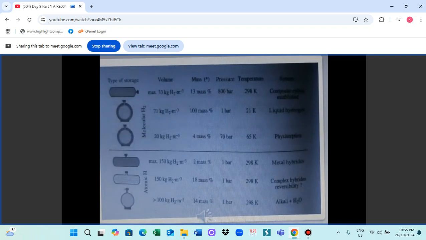So this is a typical storage system. The requirements are volume, mass, pressure, temperature, and system requirements.